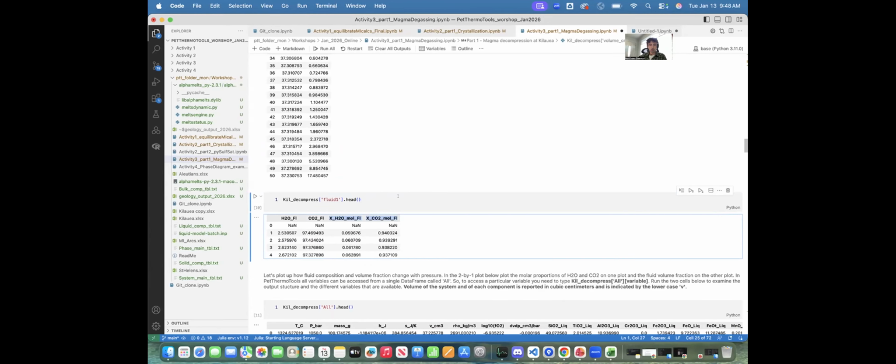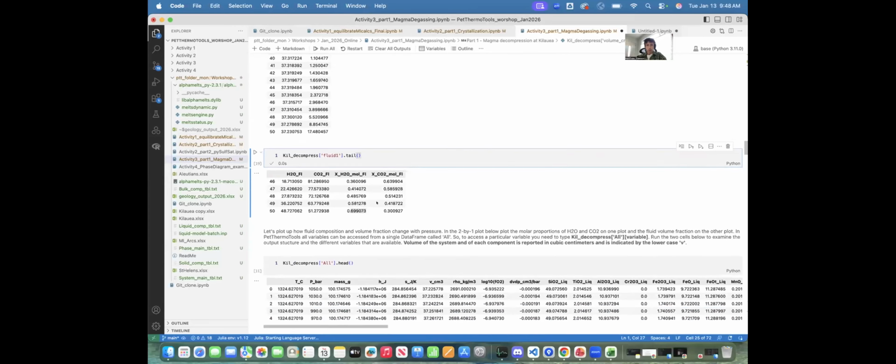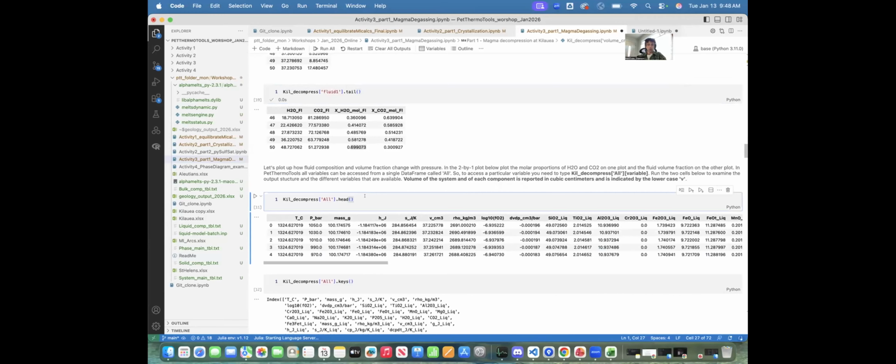Okay, so you can see that first step, no fluid was saturated. The second step, our mole fraction is around 95% CO2. And another thing you can do in pandas is look at the tail. And here you can see that by the final step of the calculation, we're almost at 70% water in the fluid composition.